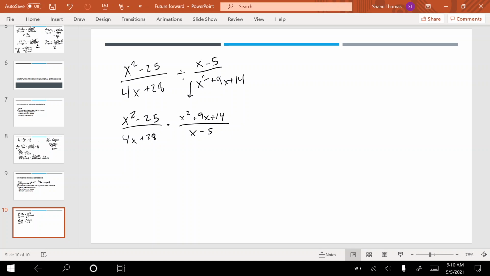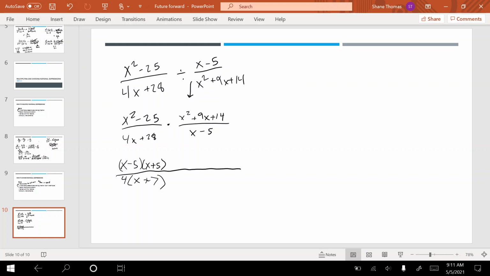Now it looks exactly like the ones we just did before, right? Factor everywhere we can. Top left, x squared minus 25, is that factorable? Yeah, that's the difference of two squares. This is x squared, this is 5 squared, so it'll be x minus 5, x plus 5. The bottom, 4x plus 28, can I factor that? Yeah, I can bring a 4 out, leaving me with x plus 7. Good.